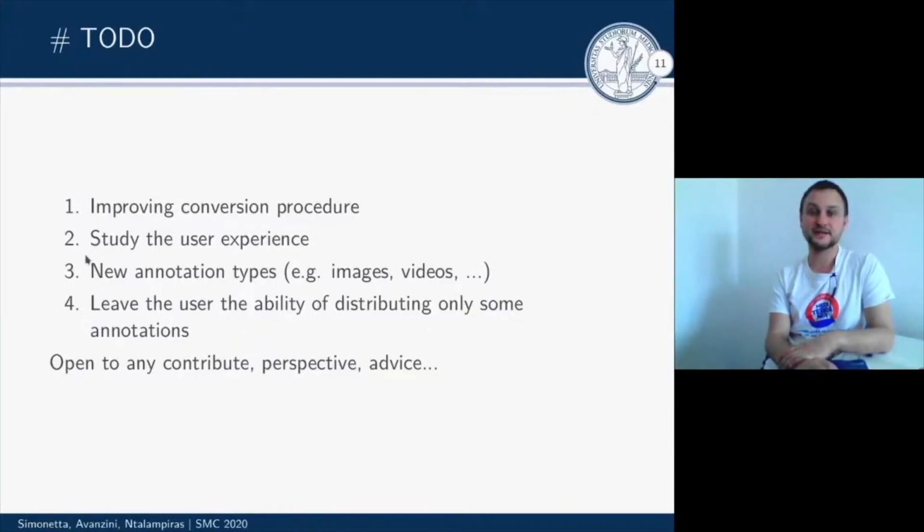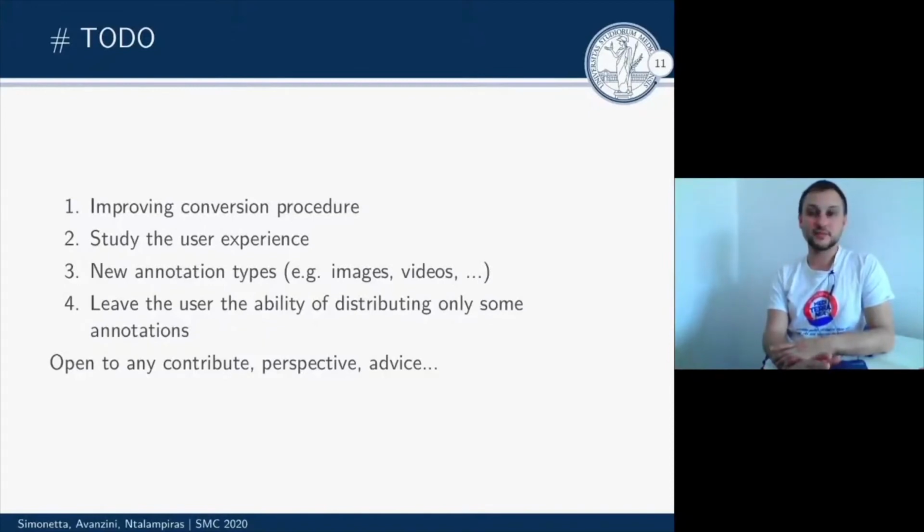We can add, for instance, the estimation of the download time needed for each dataset, and this can be useful, for instance, if in a music computing class one wants to let the students try to test some experiment on a little dataset. We can add new annotation types. We can leave the user the ability to distribute only some of the annotations.